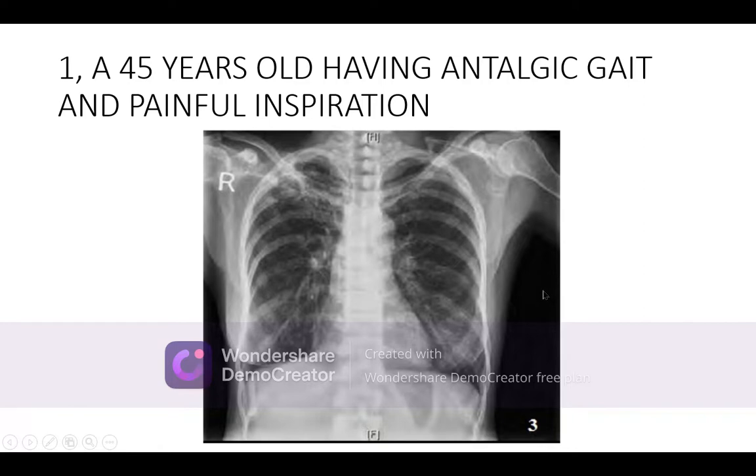The management is you have to give vitamin D and calcium and other derivatives, phosphates. They have tried the bisphosphonates in this condition. They have tried the other drugs which are claimed to be effective in osteomalacia.